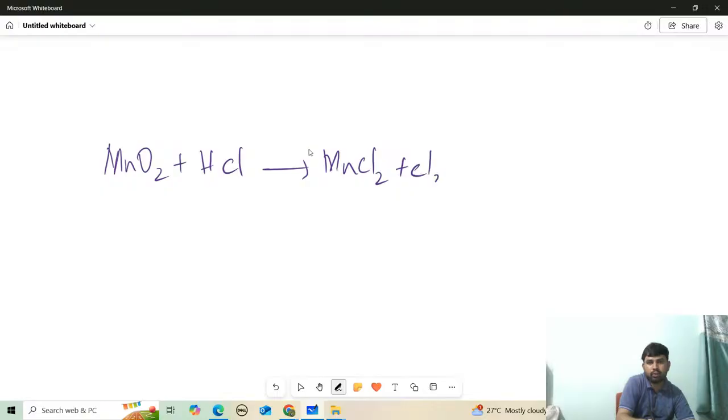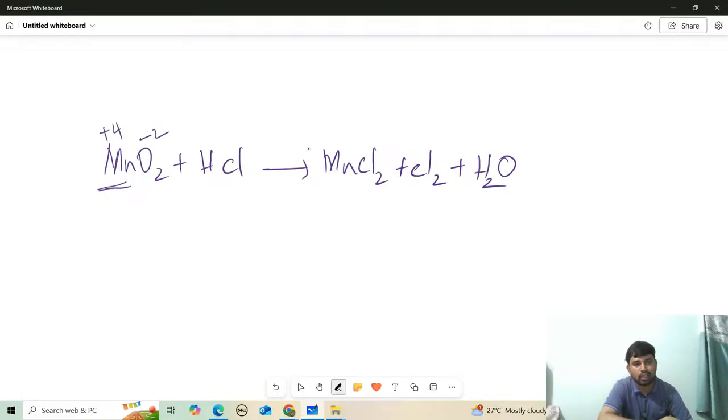I'm writing here: MnO2 plus HCl gives rise to MnCl2 plus Cl2 plus H2O. So here you should know about something called oxidation number, meaning charge. In a particular compound, different elements have different oxidation states. Normally oxygen will show -2 as oxidation state, and two oxygens are there, so -2 into 2 will be -4. If it is -4, it should be +4, because the total sum of all charges should be equal to 0 in the molecule.